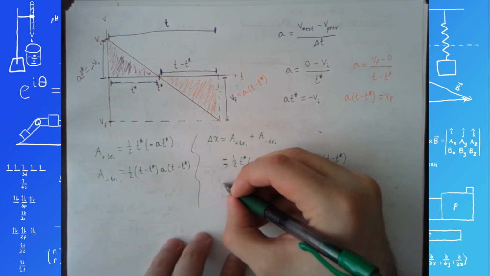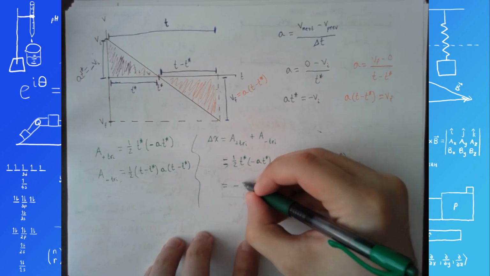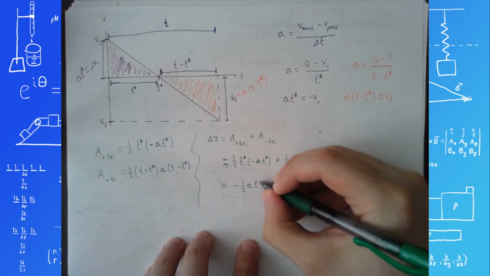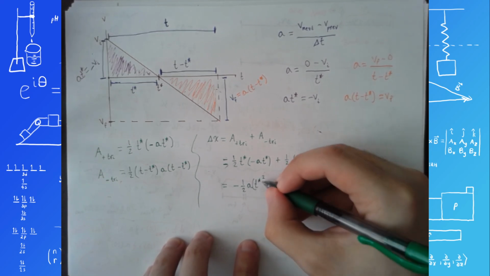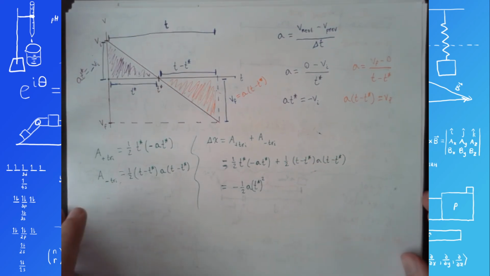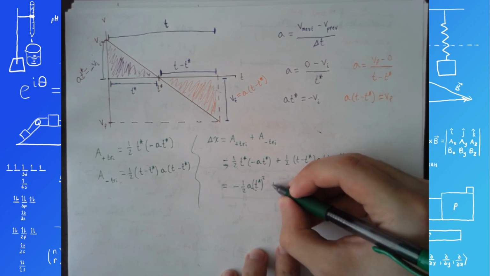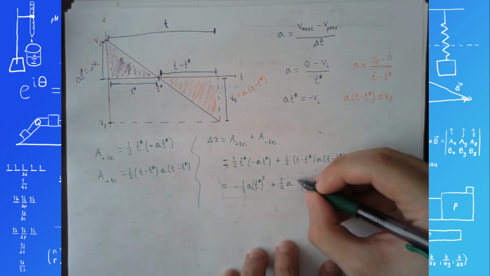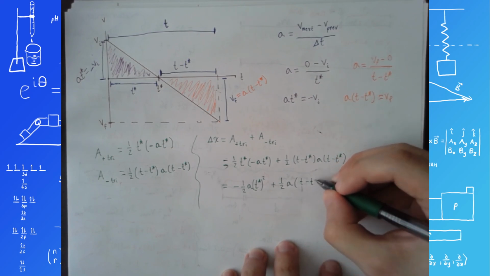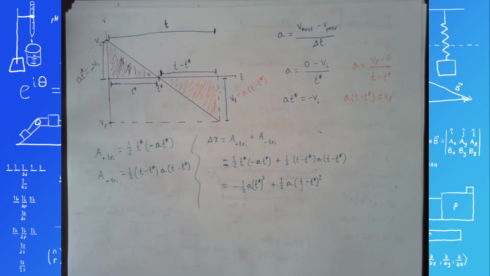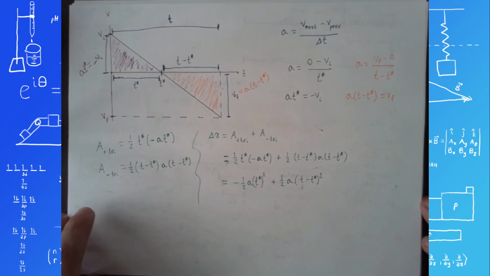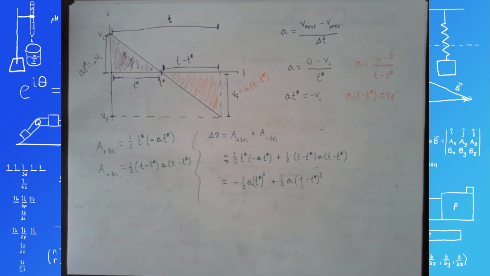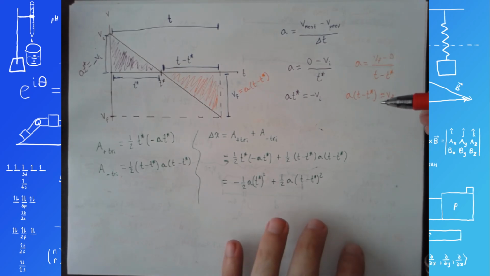If we condense all this a little bit, then over here I'm going to have negative 1/2 a (t star) squared. I'll put the t star in parentheses just for clarity's sake. And then plus 1/2 a times t minus t star, the whole quantity squared. Okay, now we're getting somewhere. I want to get a definition for t star, and that shouldn't be too hard to do.